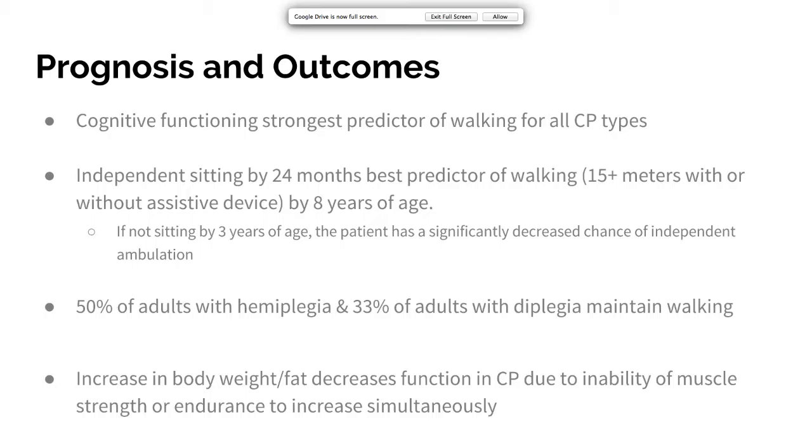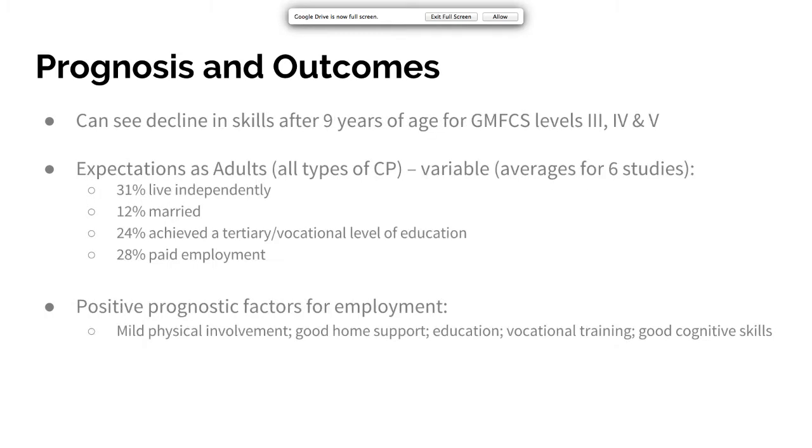As a child ages, their muscle strength and endurance are not able to keep up with the increase in body weight. It is important to encourage activity and good nutrition as a child with cerebral palsy ages to attempt to decrease this discrepancy in body weight strength change as much as possible.